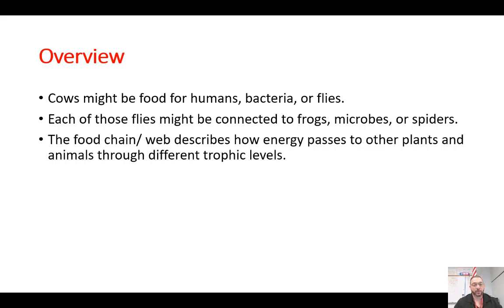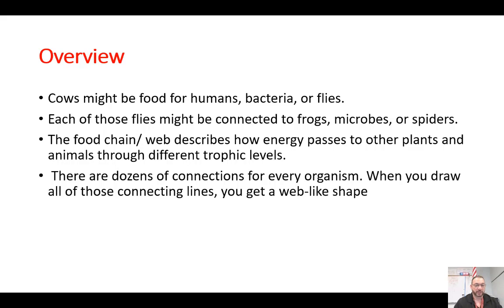The food chain web describes how energy passes to other plants and animals through different trophic levels. There are dozens of connections for every organism. When you draw all of those connections and lines, you get what we call a web-like shape.